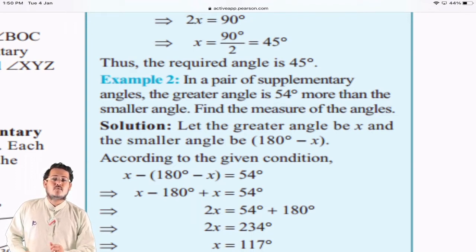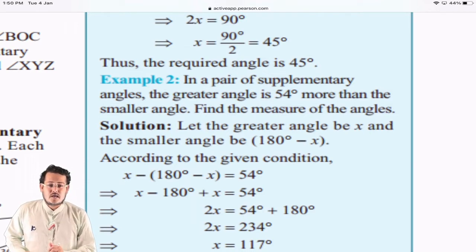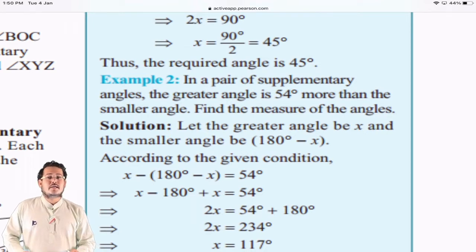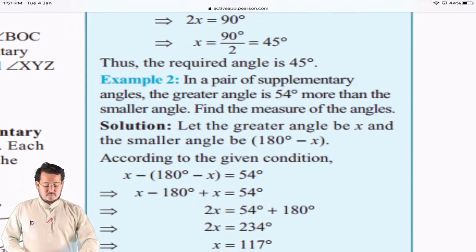More means plus 54, and plus 54 in the smaller angle, that is x. So the greater angle will be x plus 54. Now we will form the linear equation, and the linear equation will be x plus 54 is equal to 180. Why? Because the addition of both the angles, as it has been said as supplementary, is 180 degrees. So I have to find out the value of x.